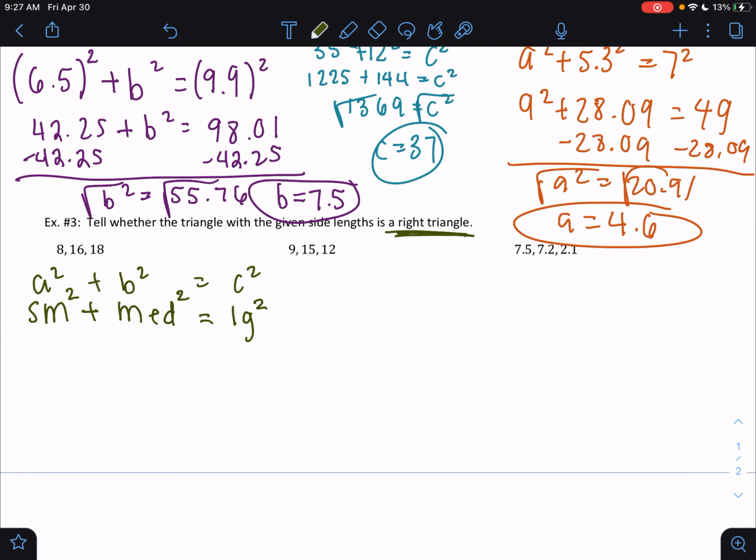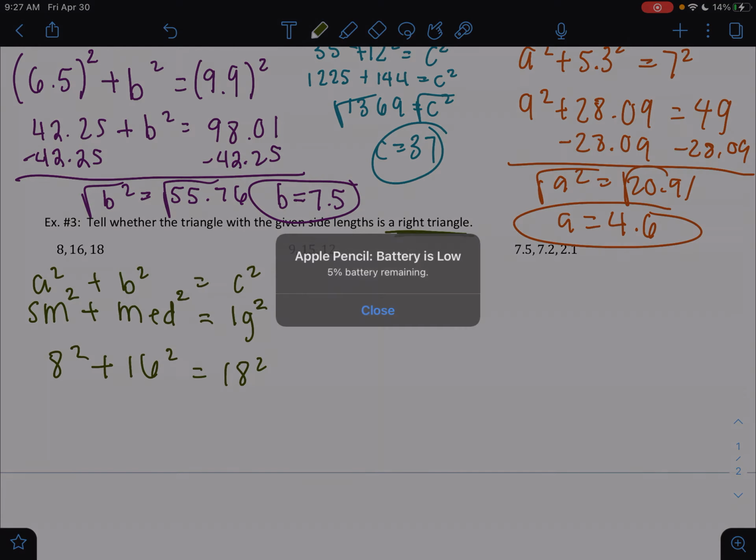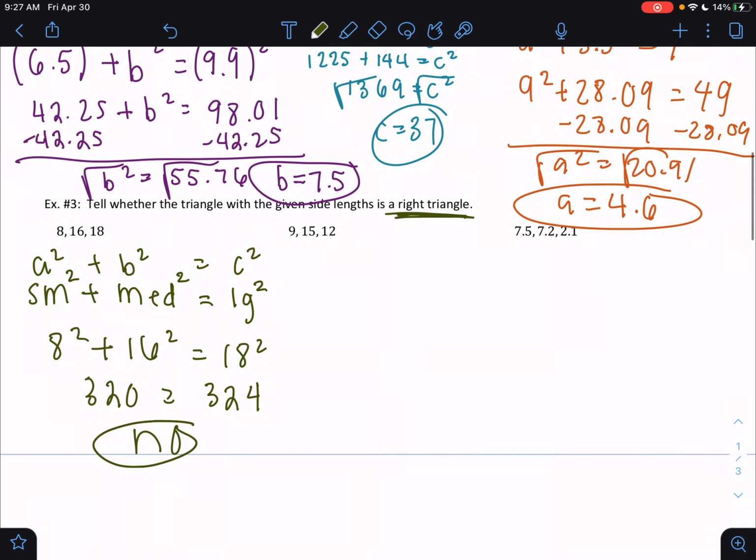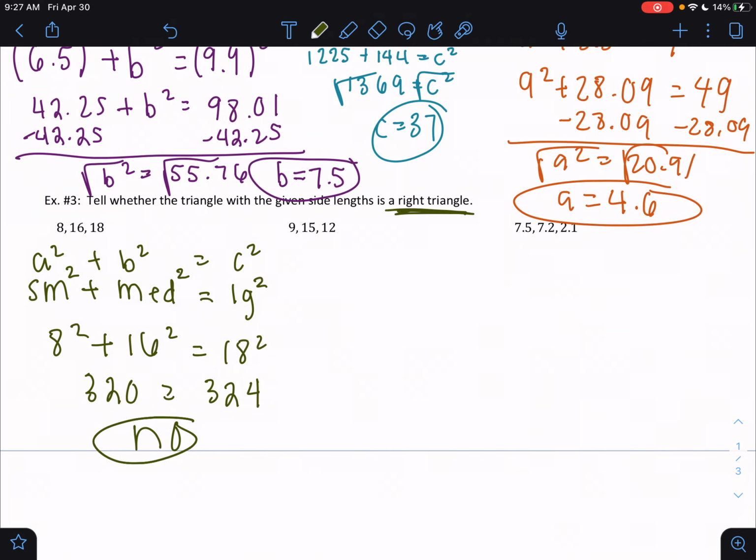So we'll take our smallest side of 8 squared plus our next biggest side, 16 squared, and does that equal 18 squared? If you want to, just enter these into your calculator all together, like 8 squared plus 16 squared, and that would give you 320. And then you can just enter 18 squared, and it equals 324. And so this one is not a right triangle. It wouldn't form a triangle at all.